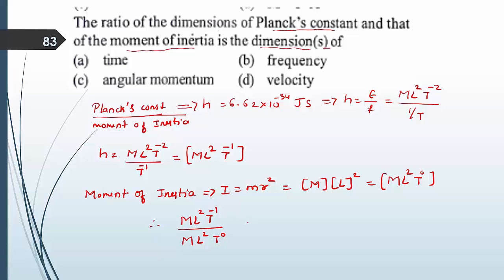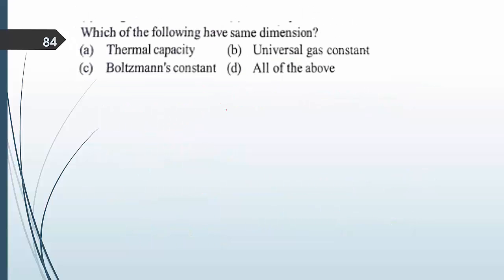What can we get as the final answer? M will get cancelled, L will get cancelled. Remaining is what? T raised to minus 1, or we can write 1 by T. So 1 by T is equal to what? Frequency. Frequency is equal to 1 by T. So the suitable dimension is for frequency. Option D is right.